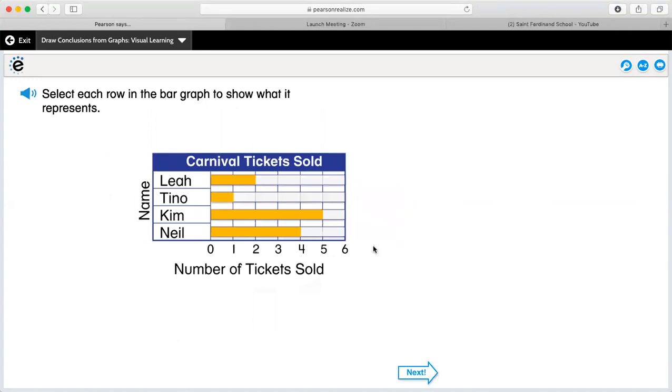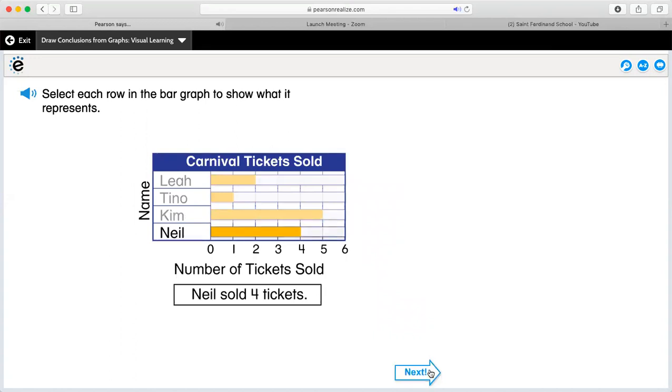So we're going to select each row in the bar graph to show what it represents. Leah sold 2 tickets. Tino sold 1 ticket. Kim sold 5 tickets. Neil sold 4 tickets.